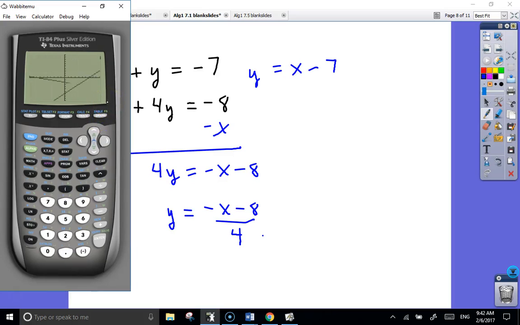Now, look at the graph. There's one line. There's the other. Do you see the solution on the screen? It's there, so you can do your second trace 5. Enter, enter, enter. And it looks like the answer is 4, negative 3.